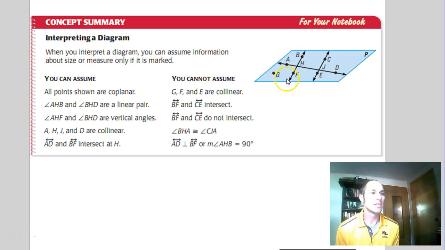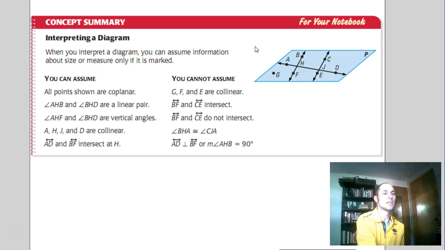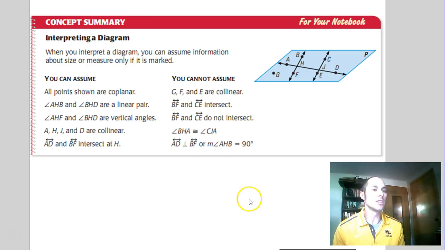Line BF and CE intersect. Looks like they probably will eventually down here if we were to continue the line, but since our diagram doesn't explicitly say that or show that it intersects, we can't assume that it does. It just might be a poorly drawn diagram. And also we can't say that they do not intersect. We don't know if the lines are parallel.